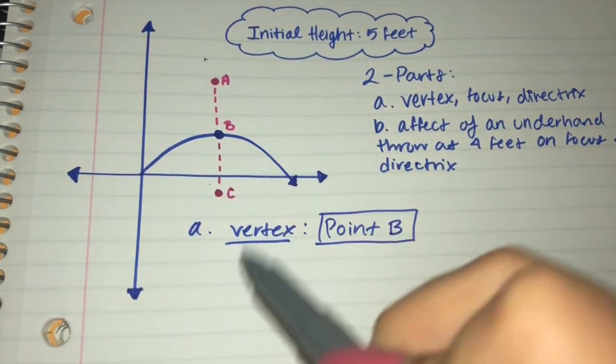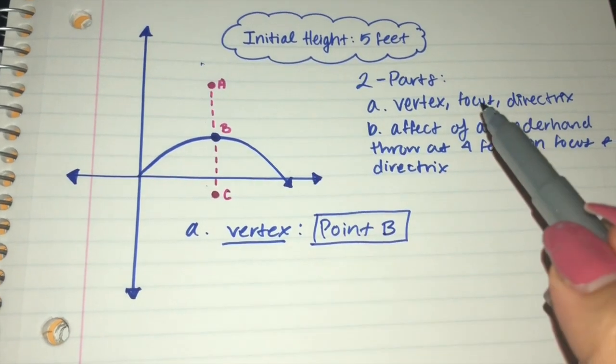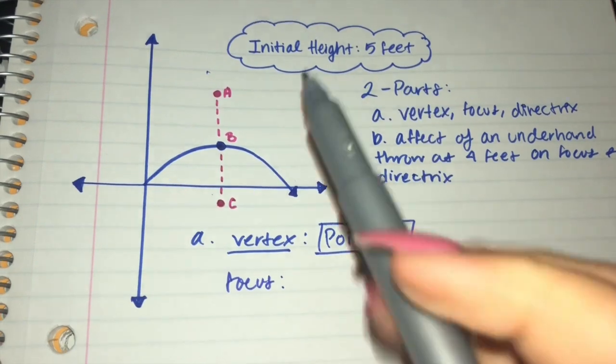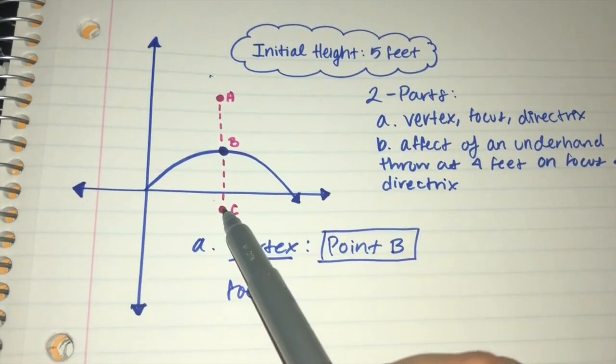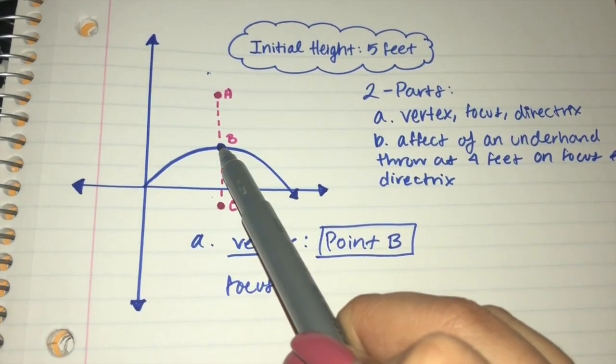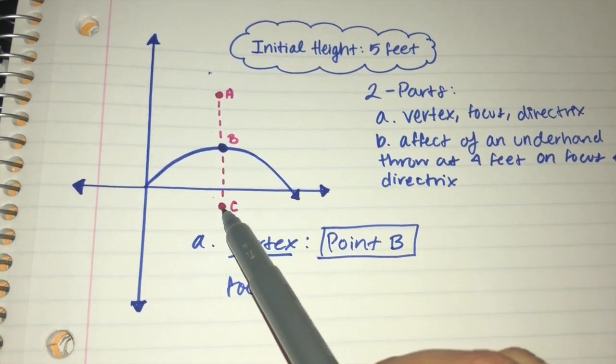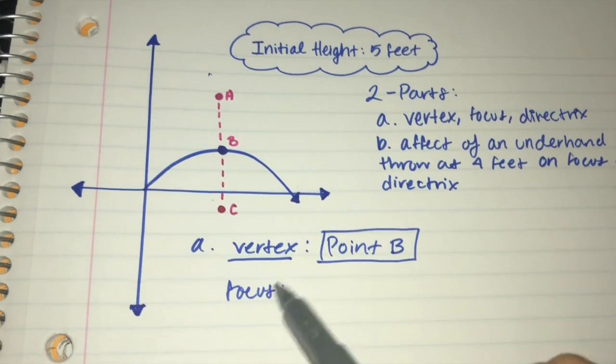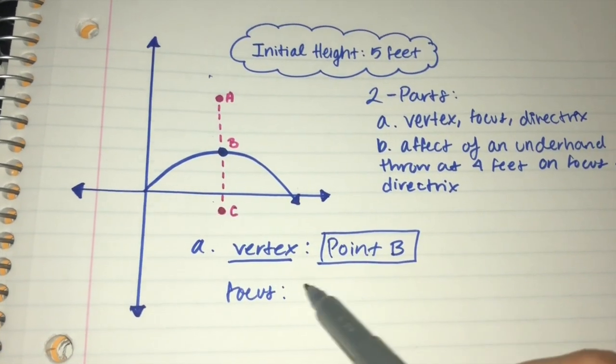Pretty easy, self-explanatory. So now we have to find the focus, and the focus is this right here. So whatever the vertex is, whatever the point is, right directly in front of the vertex, yeah. So that's the focus right here. So that would be point C.